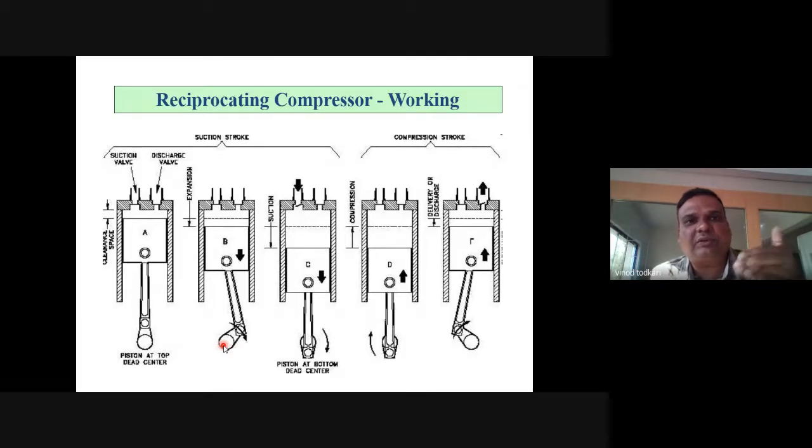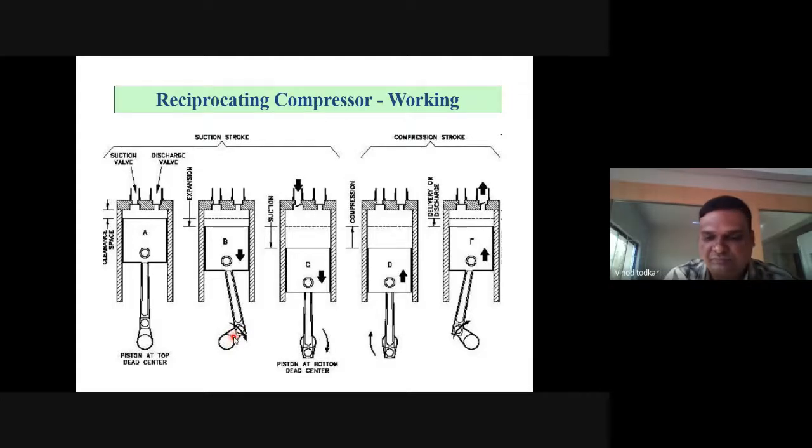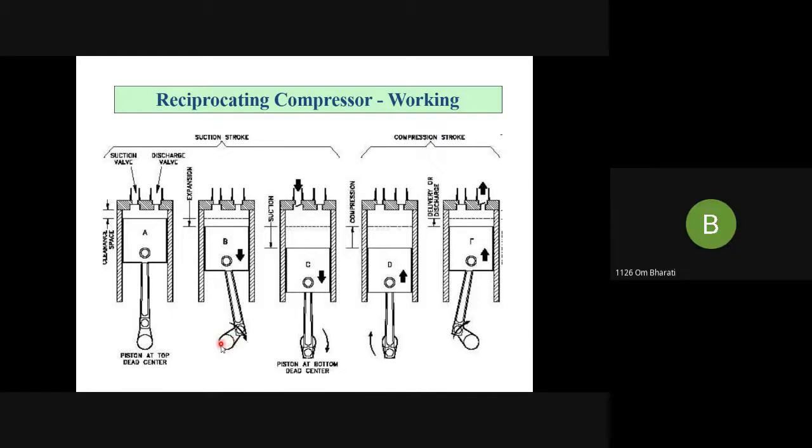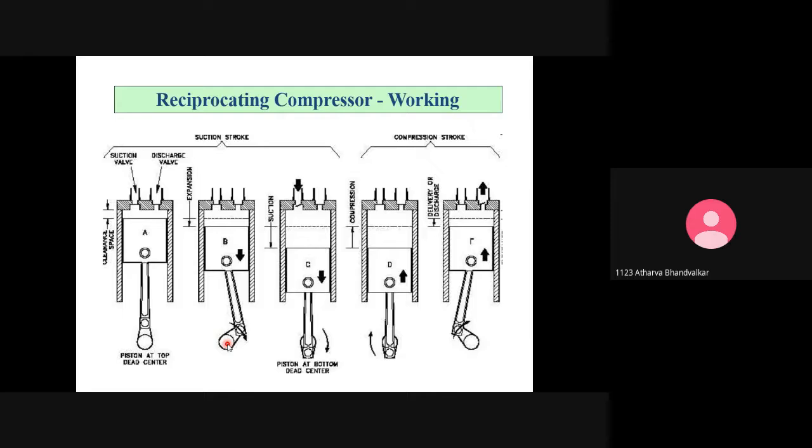What do we mount the crank on? Not the connecting rod. This crank, what is it mounted on? Crankshaft. Yes, it is mounted on the crankshaft. This is your crankshaft. The crank is mounted on the crankshaft. Now tell me, the crank performs which type of motion? Rotary motion.